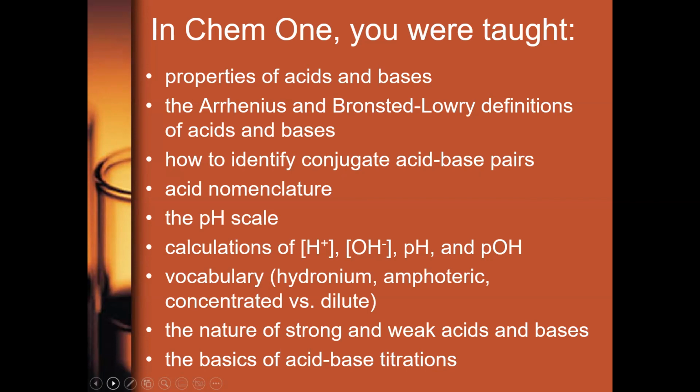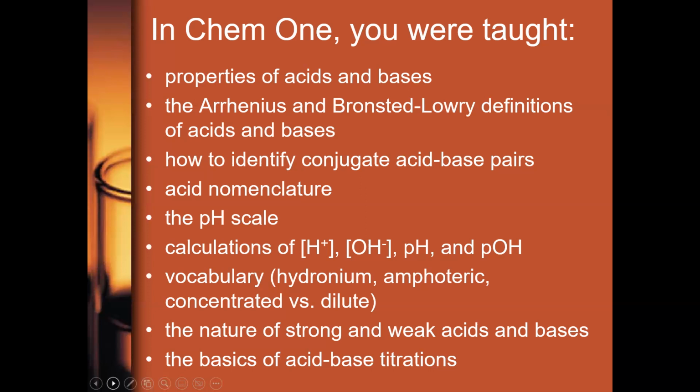We talked about the different acid-base definitions that there are. So there are different types of acids and bases like Arrhenius and Bronsted-Lowry. We'll go over those again. With Bronsted-Lowry, we in Chem 1 learned to identify conjugate acid-base pairs. We've gone over acid nomenclature, so like how we know that hydrochloric acid is HCl versus HClO, which would be hypochlorous acid or chloric acid, things like that. So knowing those different nomenclature rules.